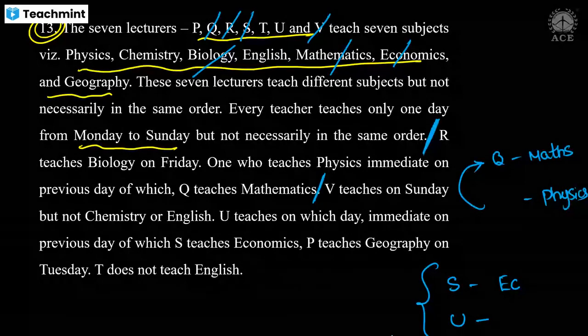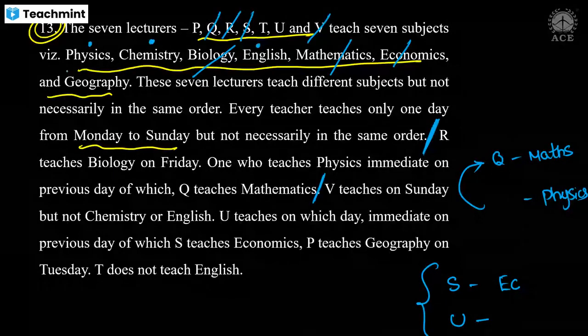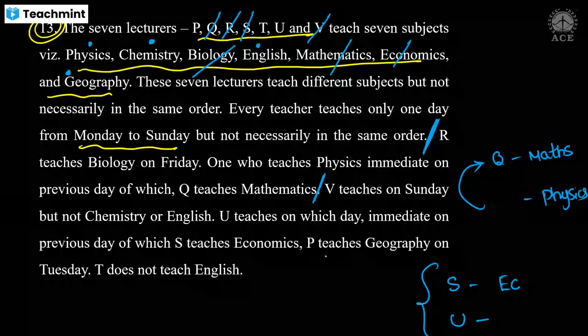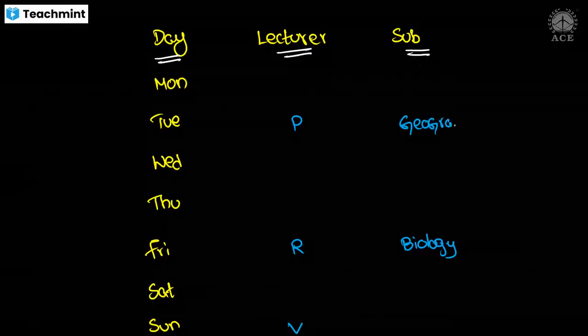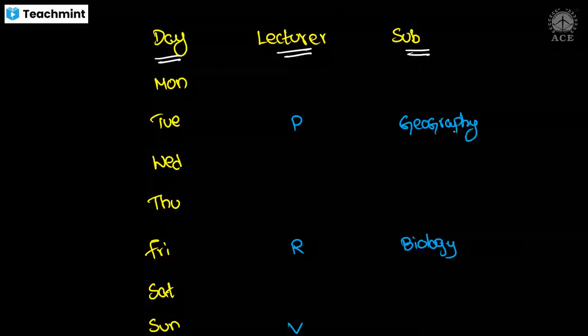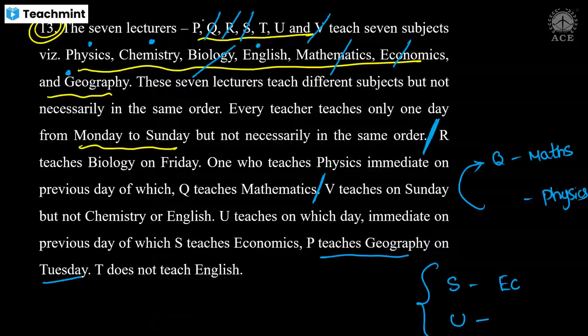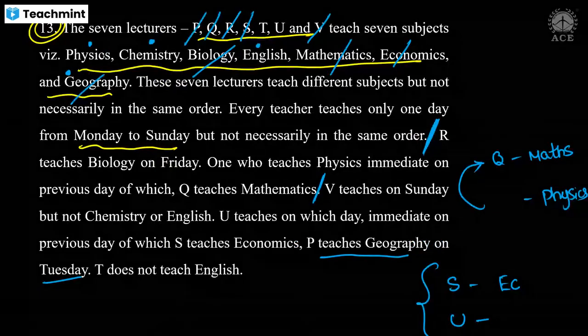Fine. Now, if you observe, my dear friends, what are the subjects left over? Now, very important is this. The subjects left over are physics, chemistry, English, geography. 4 subjects, right? Okay. Next, P teaches geography on Tuesday. That is direct information. P teaches geography on Tuesday. See the procedure of how you are doing. P geography also completed. Now we're left with 3 subjects: physics, chemistry, and English.